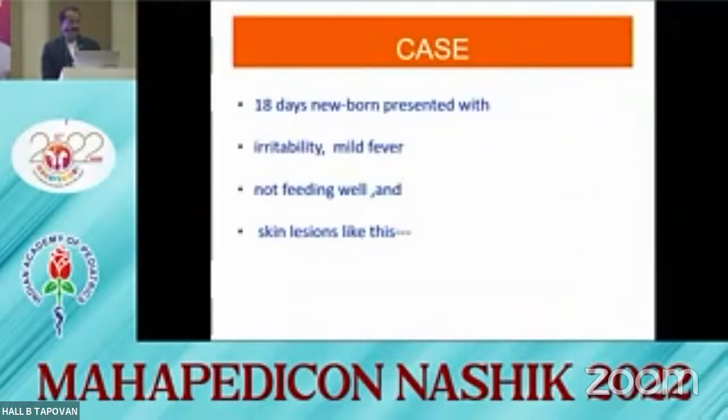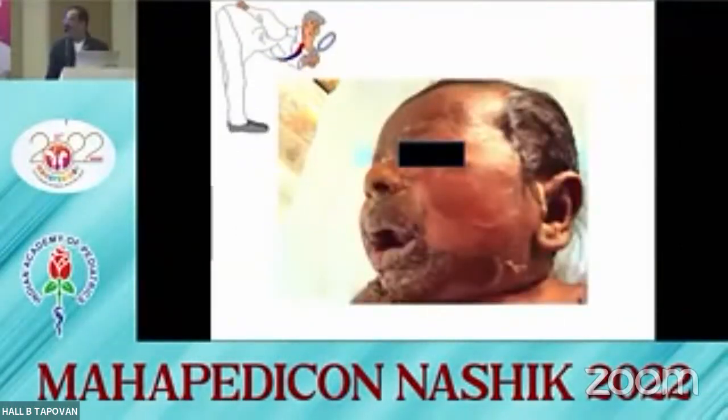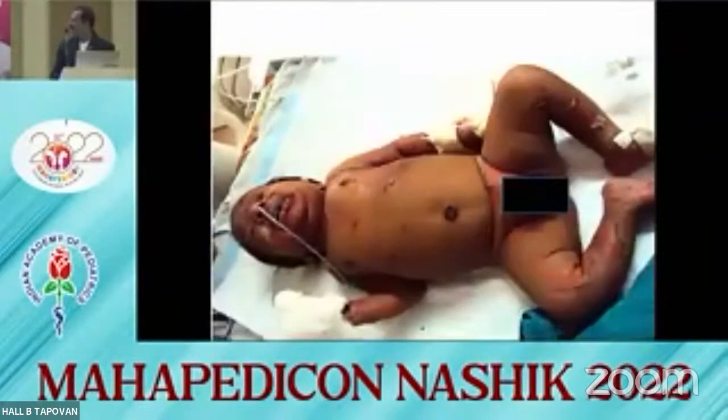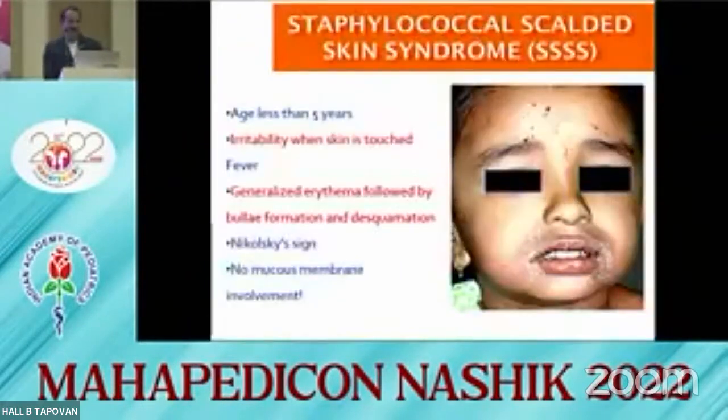An 18-day-old newborn presented with irritability, mild fever, not feeding well, and skin lesions like this. What is this? Yes, SSS. Classical SSS. You can see the peeling of the skin, scalding all over the body. And this is an older child with SSS.